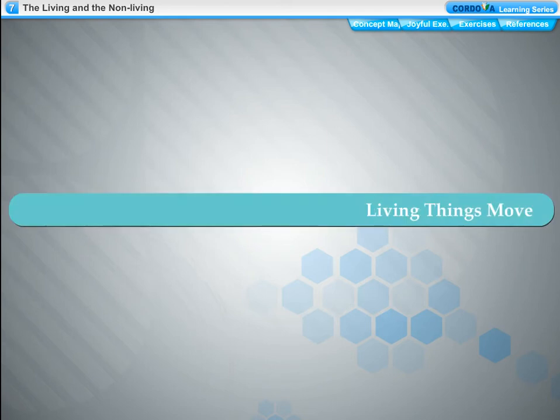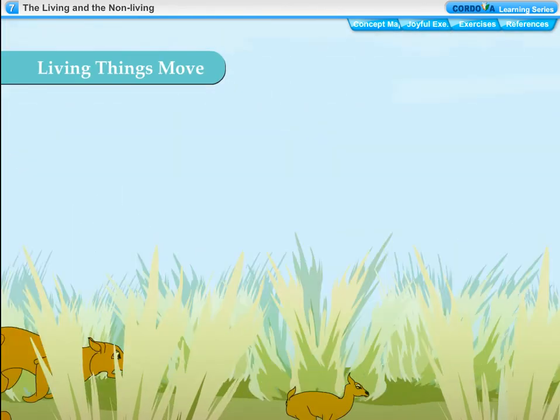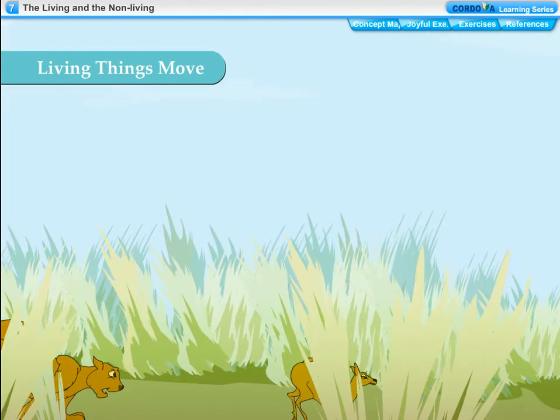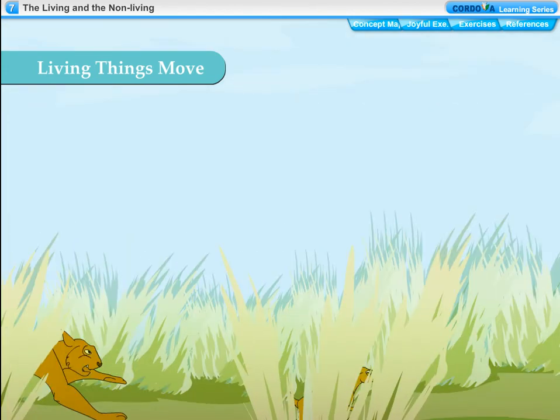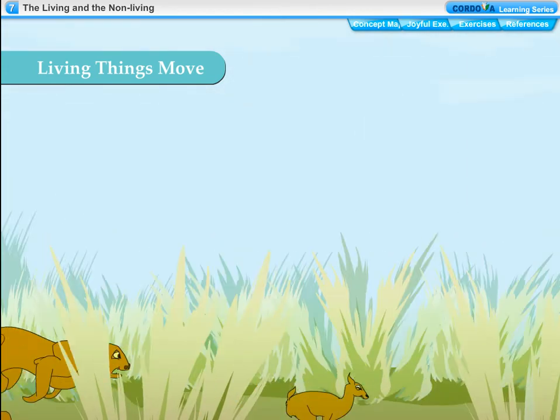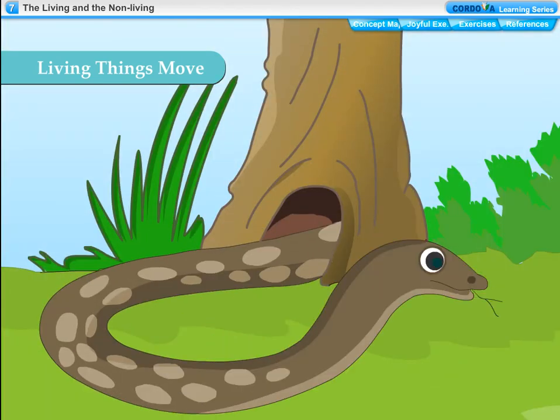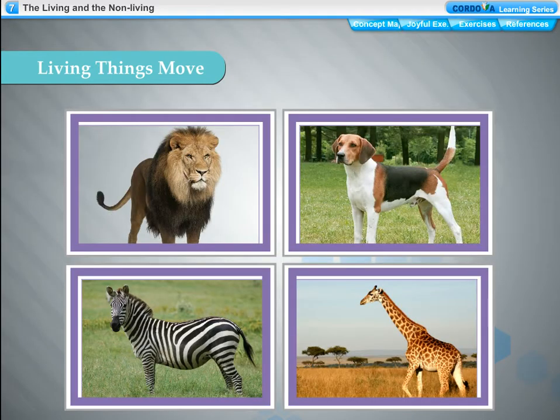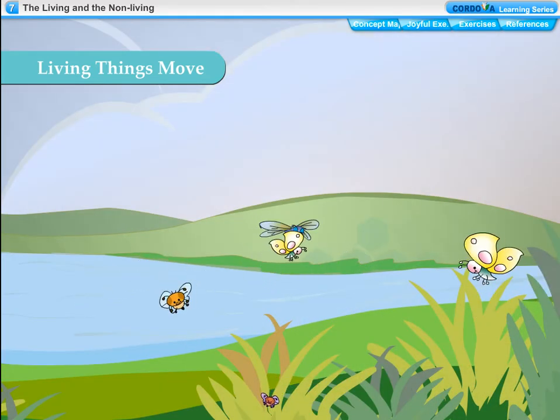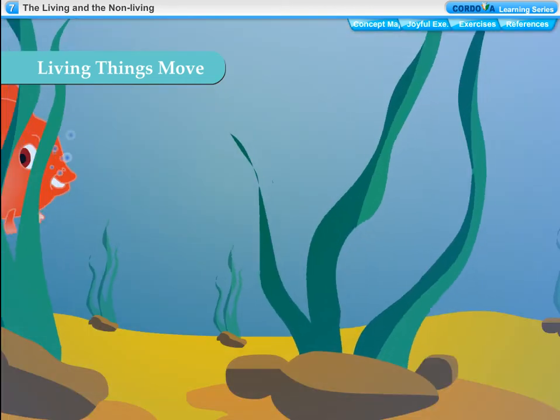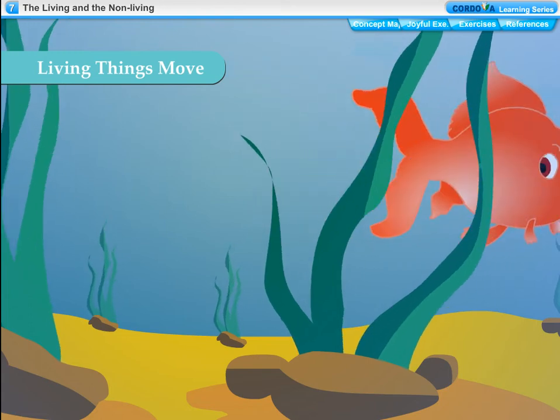Living things move. All living things show movement. Animals move from one place to another in search of food and shelter, and also to escape from their enemies. This movement is called locomotion. Animals like lions, giraffes, zebras, and dogs move with the help of their legs. Animals like birds, flies, and mosquitoes have wings to fly. Fish swim with the help of their fins.